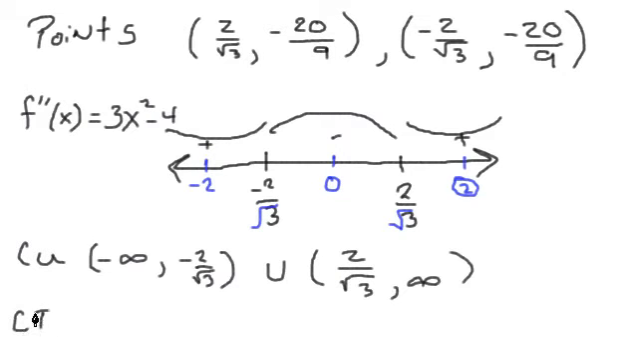And then concave down is from negative 2 over the square root of 3, comma, 2 over the square root of 3. Okay. Did we look at the graph yet? Let's take a look at the graph.